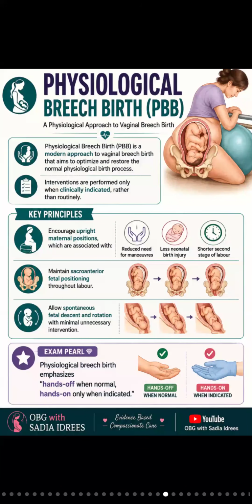Usually a hands-off technique. Don't do anything. When the buttocks come out, you will wrap the warm moist towel around the buttocks and you will deliver the baby. Encourage the upright maternal position, which is associated with reduced risk of labor complications, less neonatal birth injury, a shorter second stage of labor, maintains sacro-anterior fetal positioning throughout the labor, and allows spontaneous fetal descent and rotation with minimal unnecessary intervention.